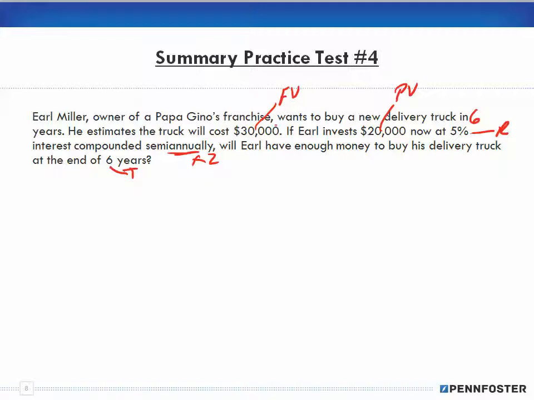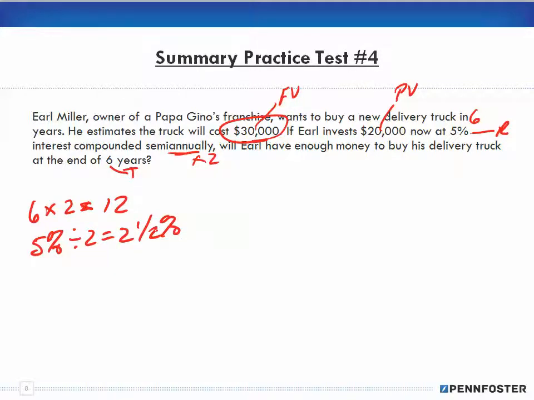The only reason we need the future value of 30,000 is for comparison purposes, because he's investing $20,000 today and he wants to know if he'll have enough money to be able to cover that. So we have 6 years and it's semi-annually, so that's times 2, which means there are 12 periods, and it's at 5%. So we divide by 2, and that gives us 2.5% as our rate.